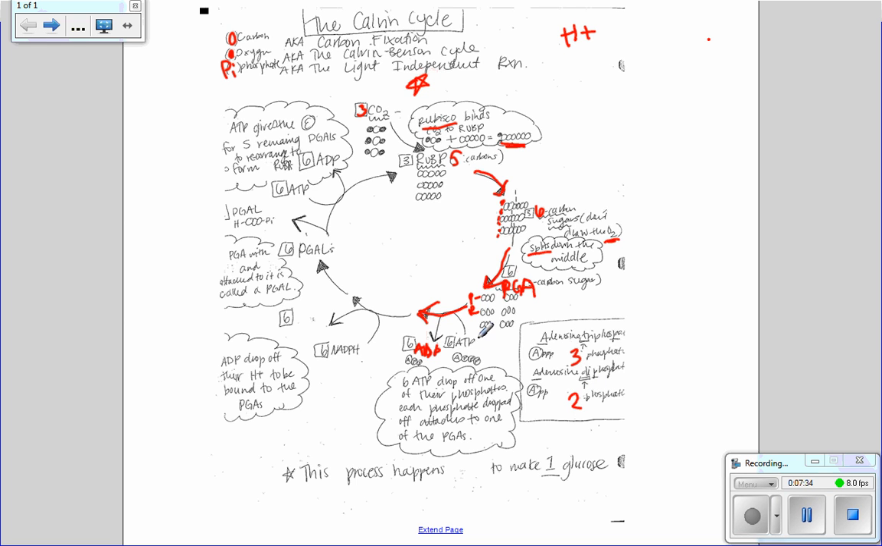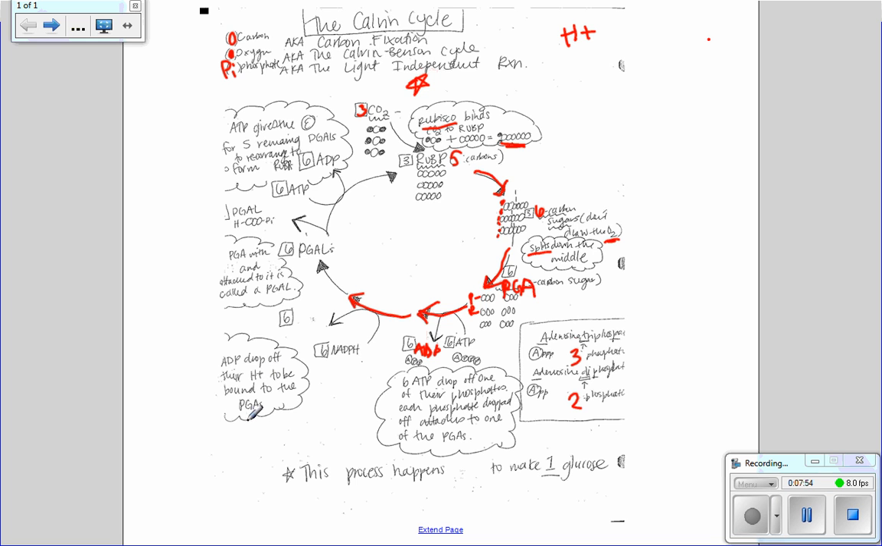Okay. So when the 6 ATP molecules come in, each drops off one of their phosphates to attach to one of the PGAs, they're going to then leave as ADP molecules. Okay? You got it? Okay. All right. So now we're going to move on to this next step here.